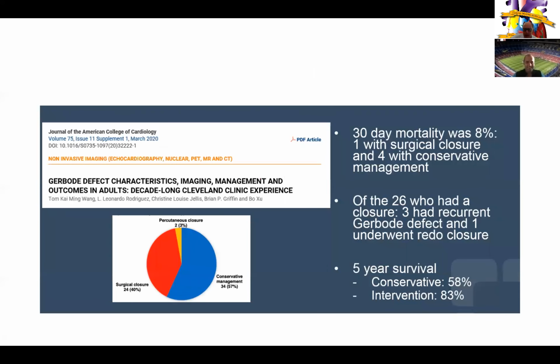So this is a series from our institution by Tom Wang, one of our advanced fellows, and Bo Ju, one of our attendings, with many of my colleagues on this report. This is talking about a few dozen patients who presented to our center with Gerbode defect in the past few years. You can see the 30-day mortality, at least at our center, was 8%. But there is a big difference between patients treated conservatively, with 58% survival, and if they were intervened on with surgery, of course, it's up to 83%.